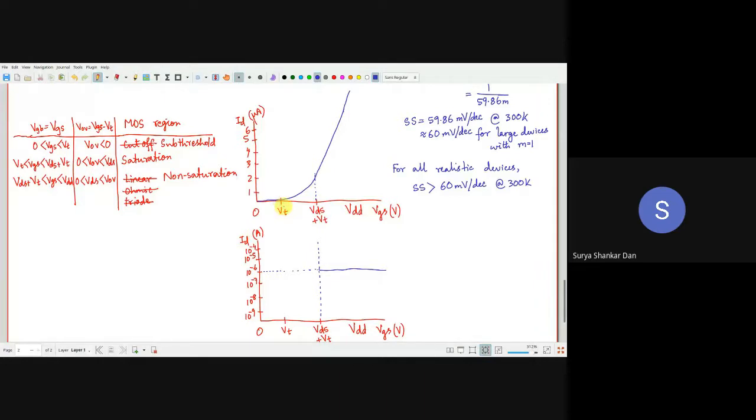Okay, from VT to VDS plus VT, the saturation region. What we know, this is a parabolic variation. ID is proportional to VOV square. Very good. So accordingly, this will decrease a little bit. Okay, but still it's hardly noticeable. So from 10 power minus 6 to 10 power minus 7, it may decrease a little bit. Let us put it like this.